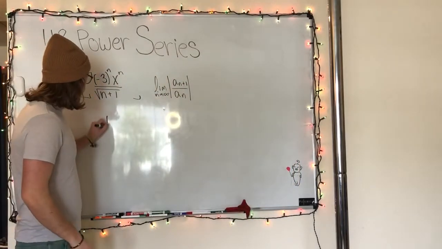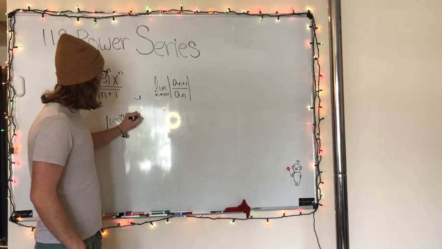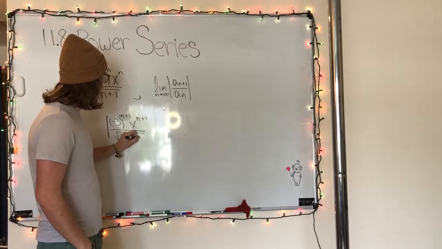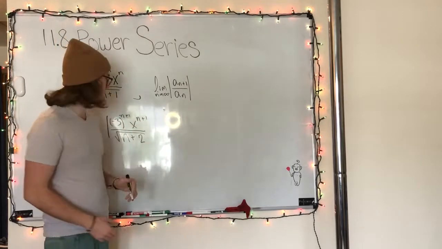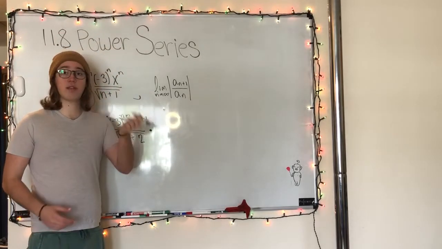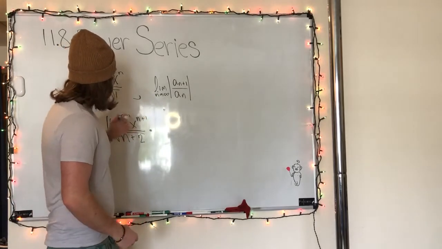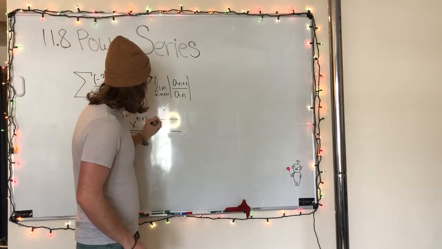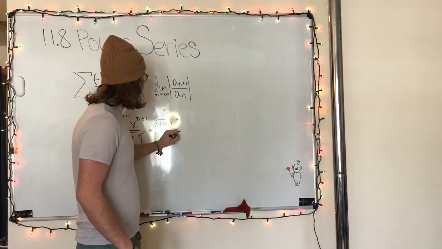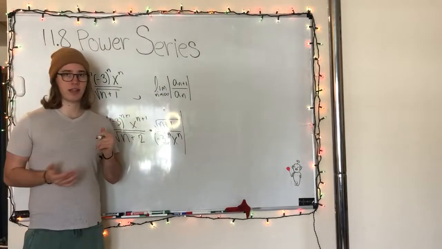Well, this is not too bad. This is going to be negative 3 to the n plus 1, x to the n plus 1, naturally, over the square root of n plus 2, because n plus 1 plus 1 is n plus 2. And now we want to divide by a sub n. So if we multiply by the reciprocal, that is the same thing as dividing by it. So then this is times root n plus 1 over negative 3 to the n times x to the n. And now we take the limit, but I don't want to write that right now.